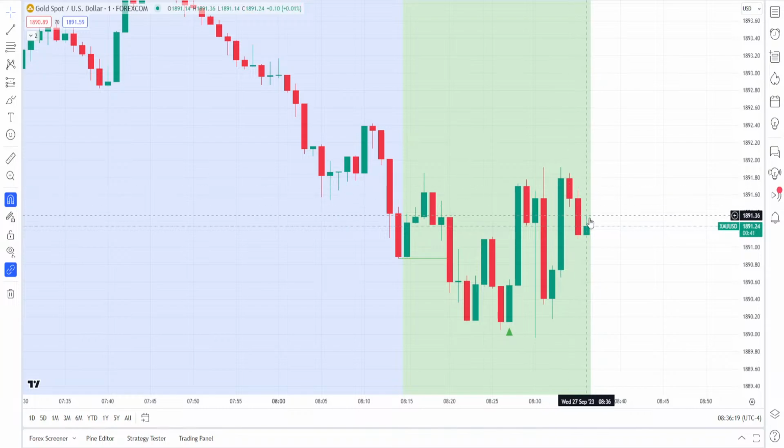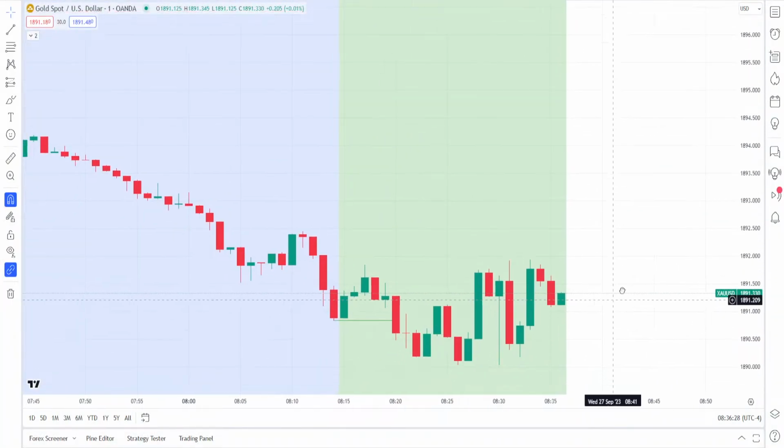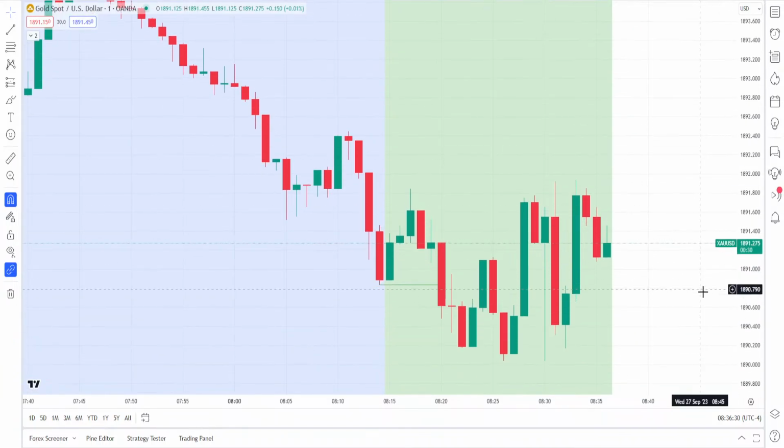If a trade happens up here, I'm not going to take it. This was a very close engulfing, right? When it happened, it should have engulfed on Oanda, but it didn't.